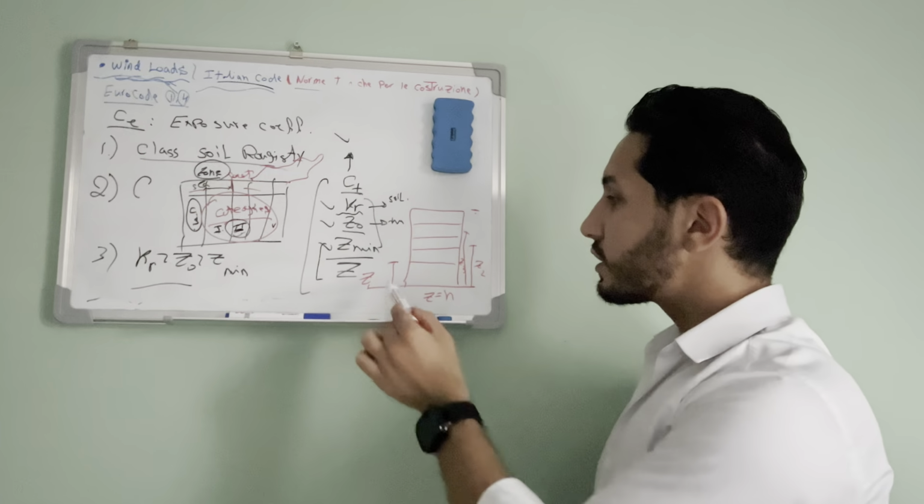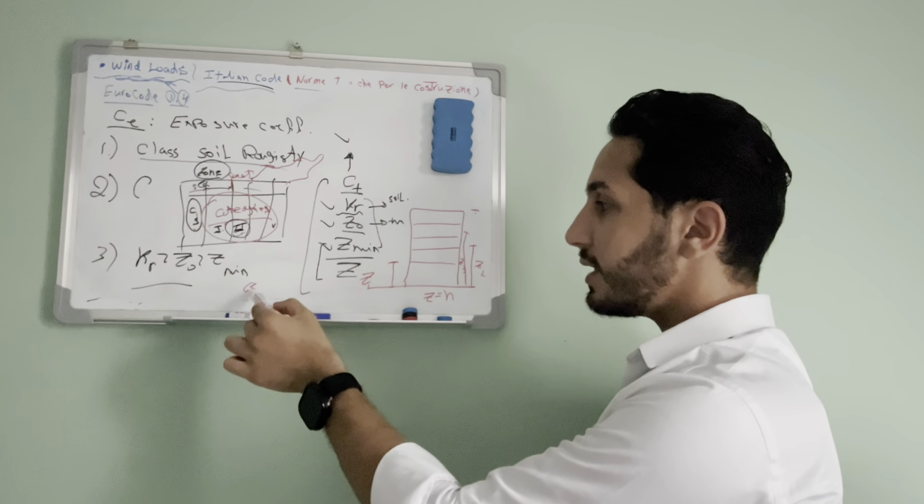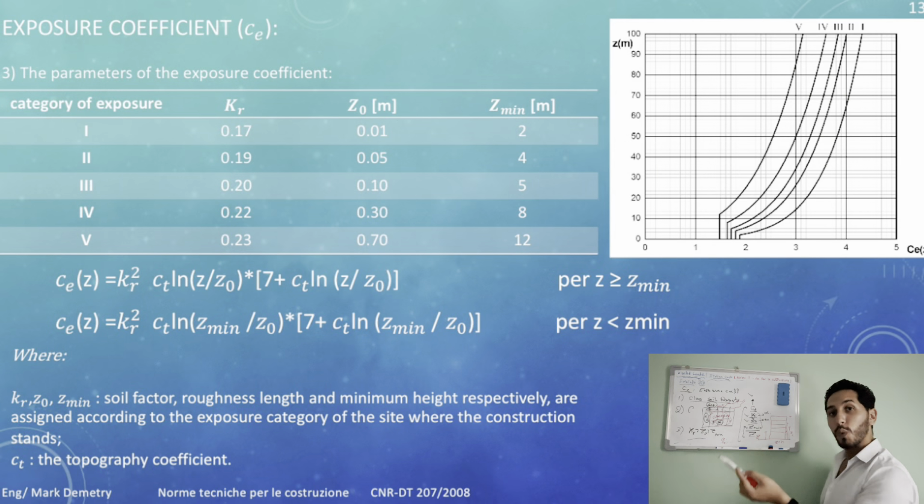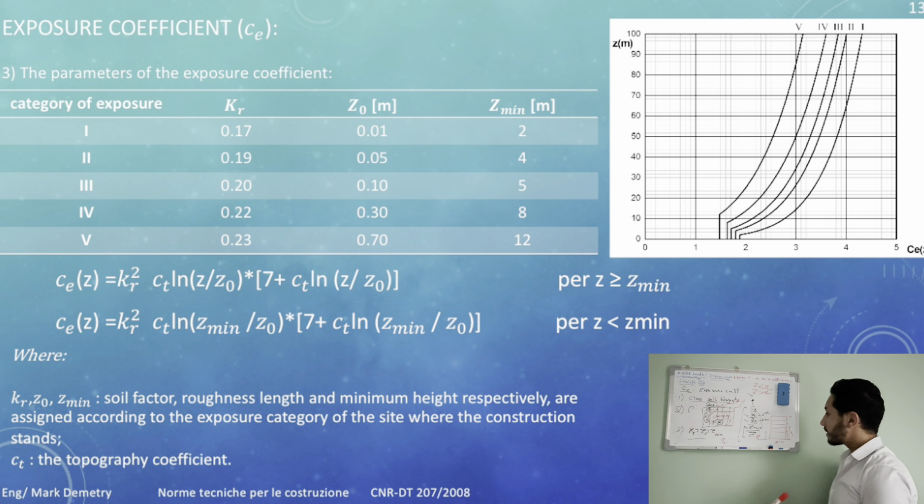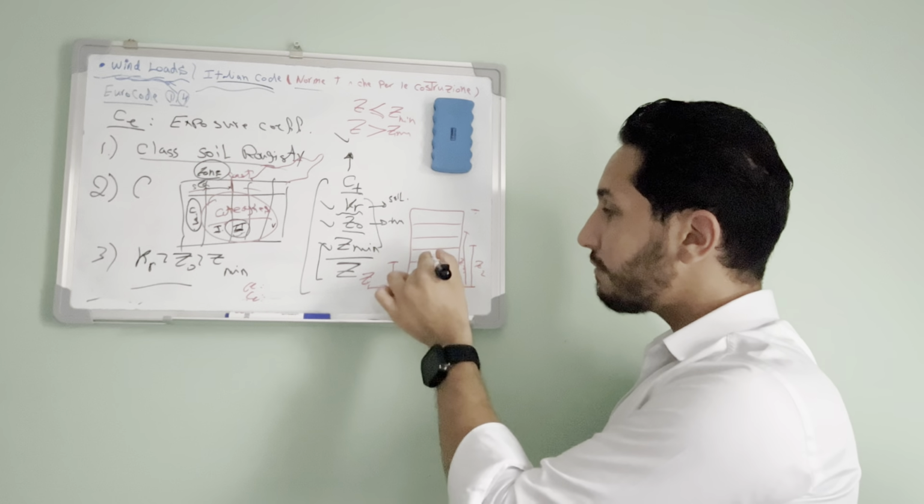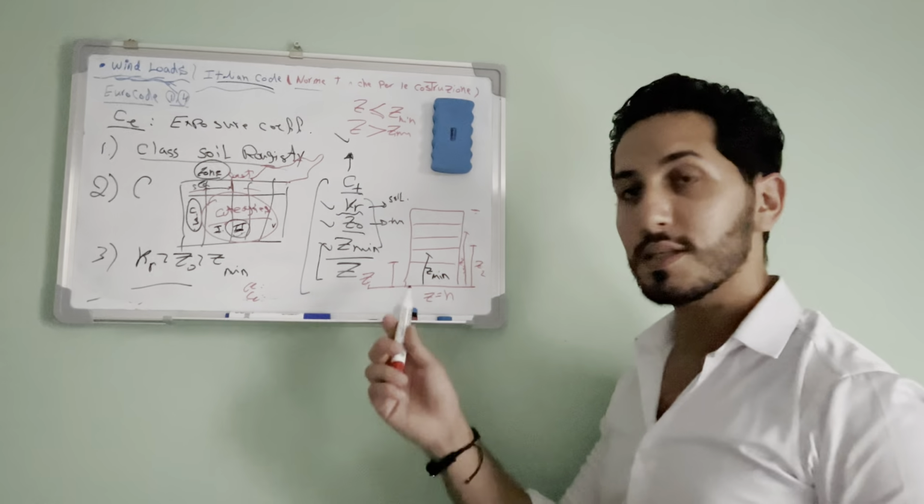Okay, so for this Z, we have 2 situations or 2 calculations for the CE, as you can see. One of them is if this Z is less than Z minimum, and the other is if this Z is bigger than Z minimum. In the case that it's less than or equal to Z minimum, what is the Z minimum here? We didn't say it yet. The Z minimum is the minimum height for the floor allowed in this category. So this is Z minimum.